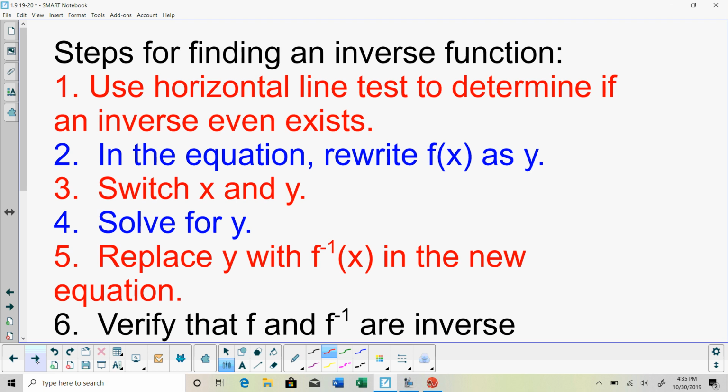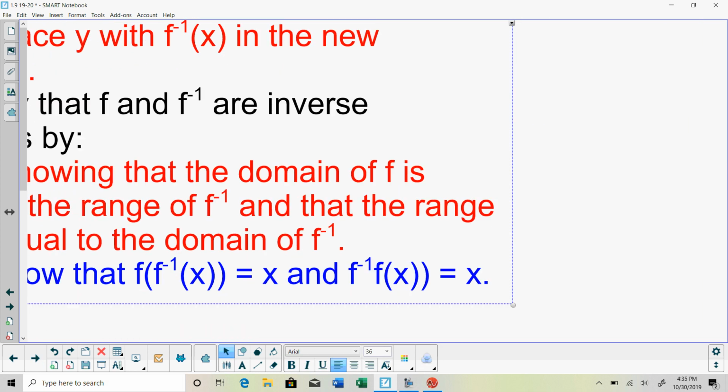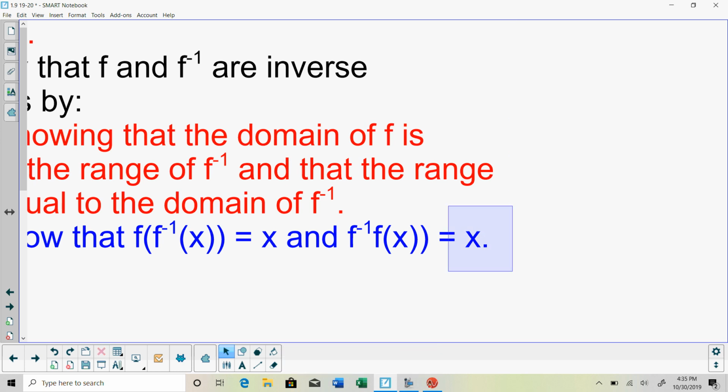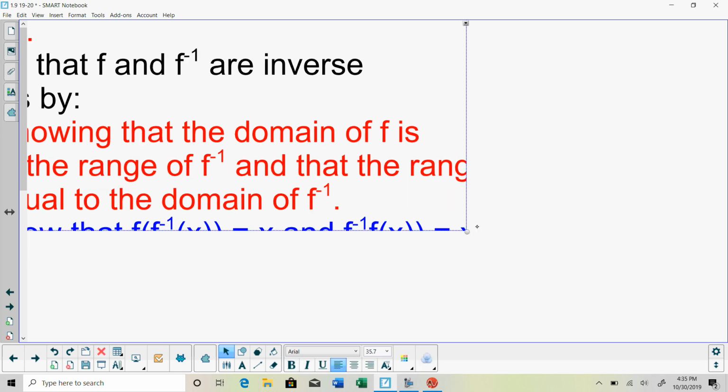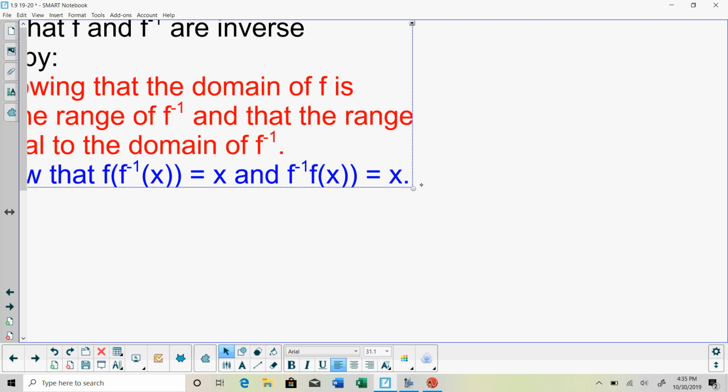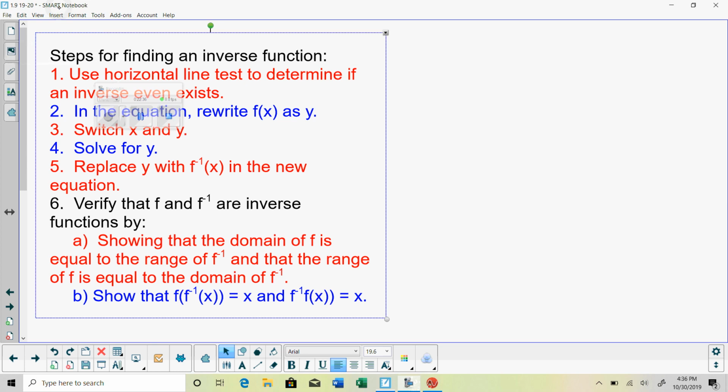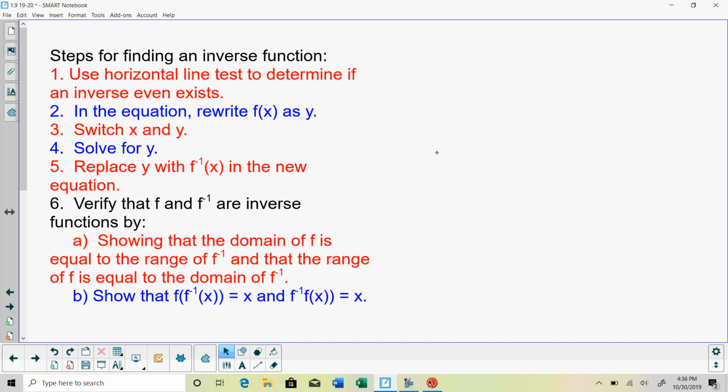Okay, so let's take a look at steps for finding an inverse function. If we're going to find an inverse function algebraically, we're going to follow these steps. I'm going to see if I can shrink this down so we can see all these steps. First of all, you would use the horizontal line test to determine if an inverse even exists.